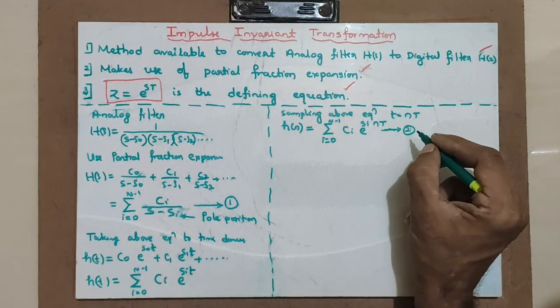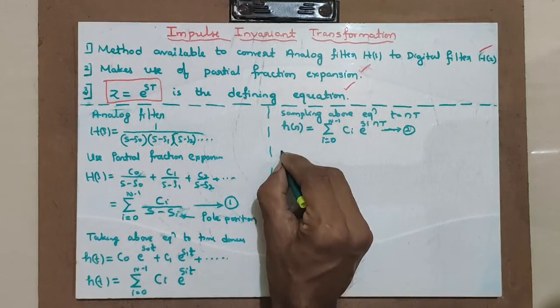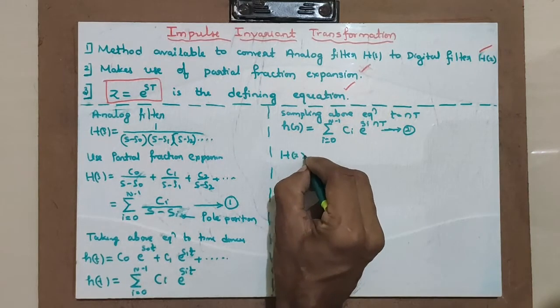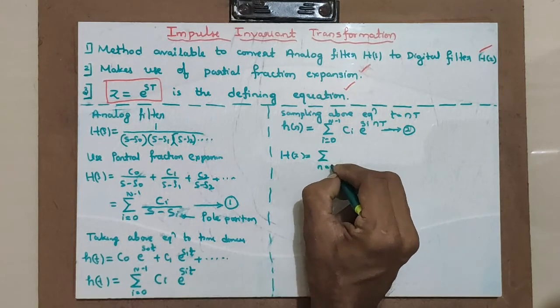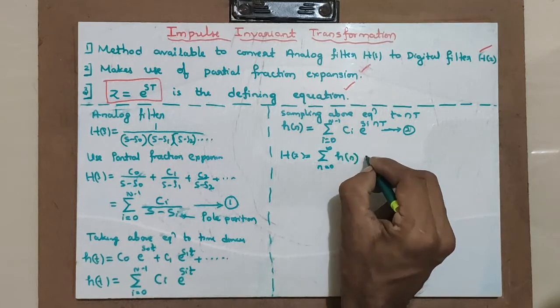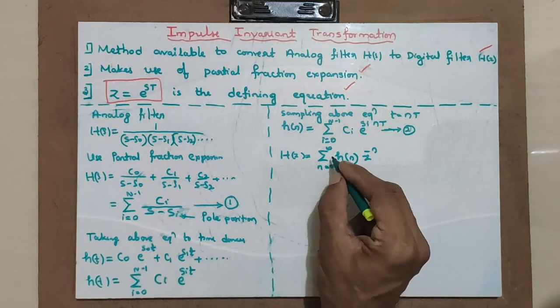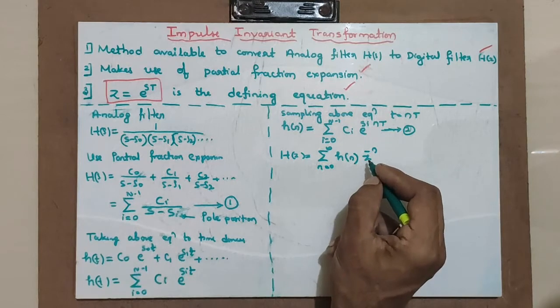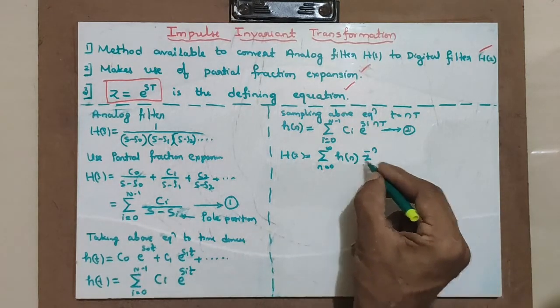Now I want to find H of z. You know the H of z equation. H of z is equal to summation n is equal to 0 to infinity h of n z raised to minus n. This is a very famous equation which you know. It is actually minus infinity to infinity, but I have taken it from 0 to infinity, taking positive signal only, h of n.